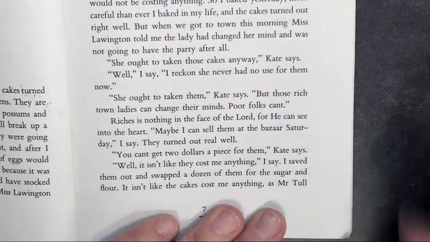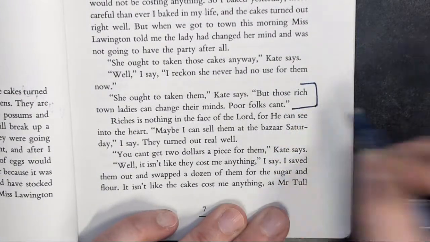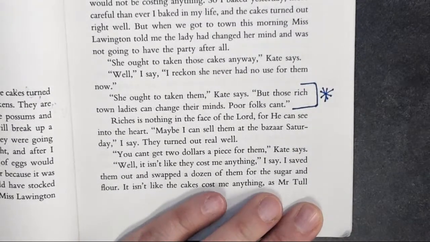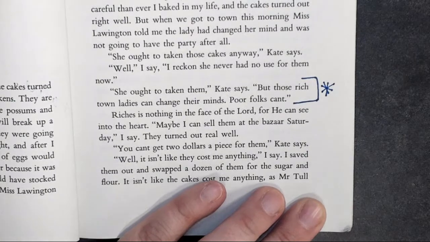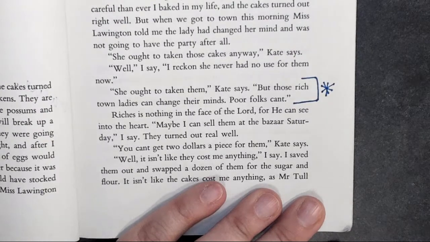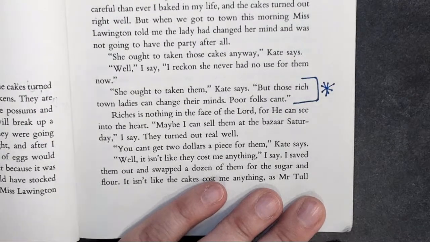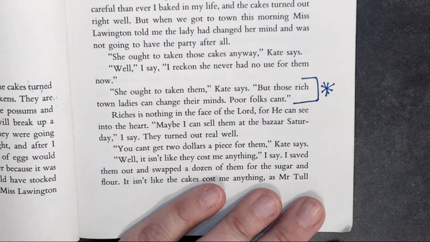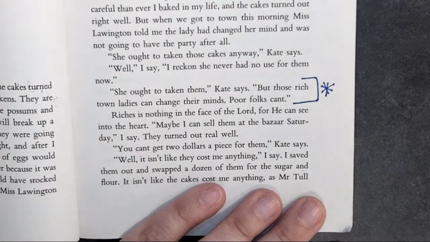Poor folks can't. Okay, this is something I want you to write a mark by. This is what I call a spot passage. Like if I were to put this on a test, I would just put this passage on a test, all right? And then I would say, who is saying this and what is it pertaining to? And you would say that Kate is saying this to Cora, and they are talking about the cakes, but in addition to that, it is giving us more information about the characters as a whole and one of the themes, which is kind of the conflict between the country folk and the city folk. Okay?